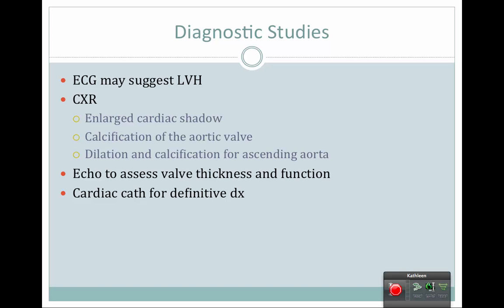On EKG, you most likely will have left ventricular hypertrophy due to the stenosis and the blood pumping out from the left ventricle into the aorta. It's stenosed, so that left ventricle is pushing against a valve that's narrowed, and that left ventricle becomes bigger.